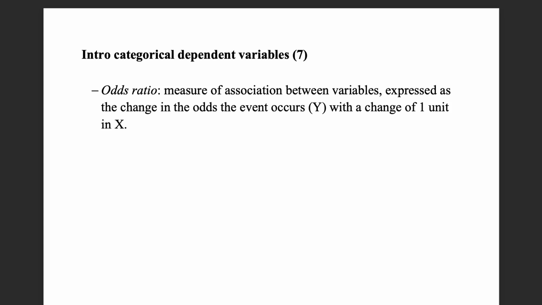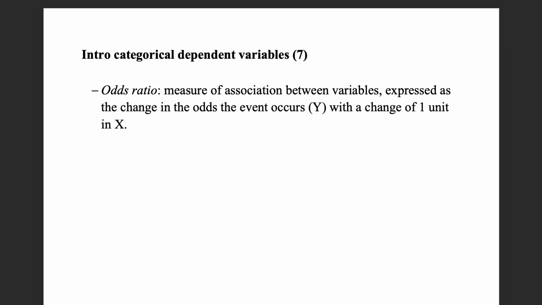But for you, the most important thing is you need to understand odds, because you need to understand odds ratios, because odds ratios are going to be fundamental in understanding how to analyze effects of categorical variables. So an odds ratio is a measure of association, like the correlation coefficient is also a measure of association, meaning it measures the association between variables. And it is expressed as the change in the odds that the event occurs with a change of 1 unit in x. So that is basically what the odds ratio is measuring.